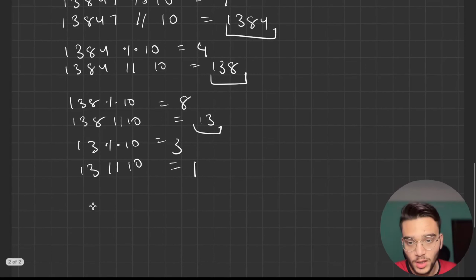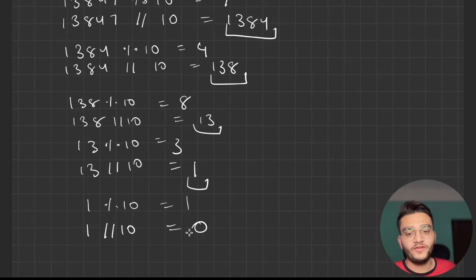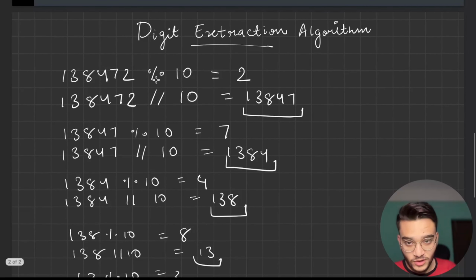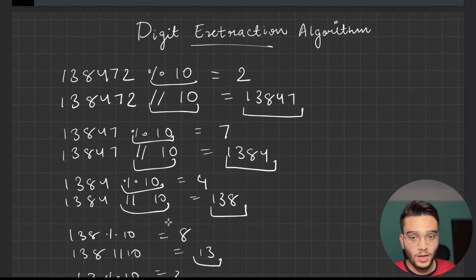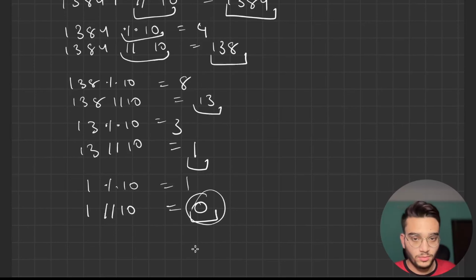Now again you say 1 modulo 10, which would give you 1, and 1 integer division by 10, which would give you 0. So here we are observing a pattern. First we are doing modulo 10, then integer division 10, modulo 10, integer division 10, modulo 10, integer division 10, until your original number becomes 0.